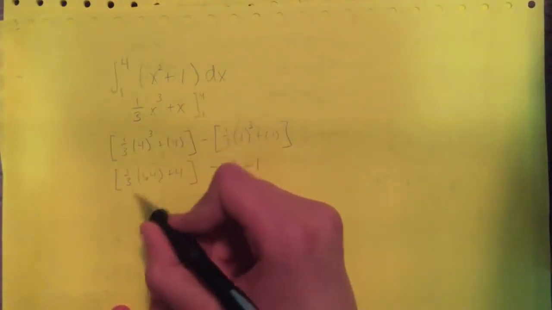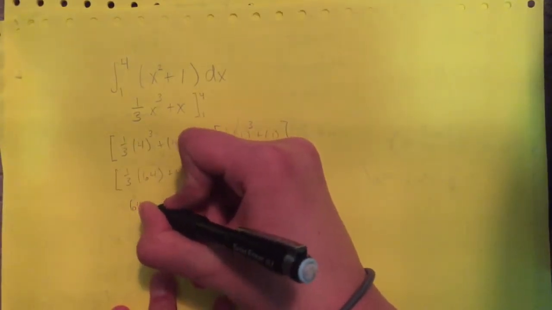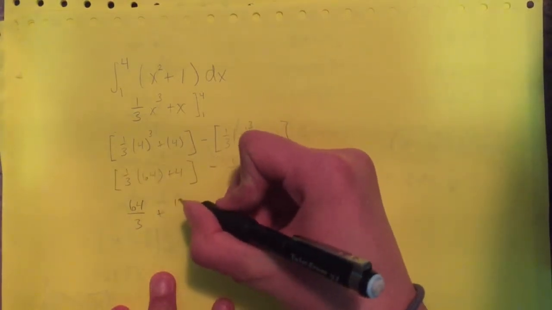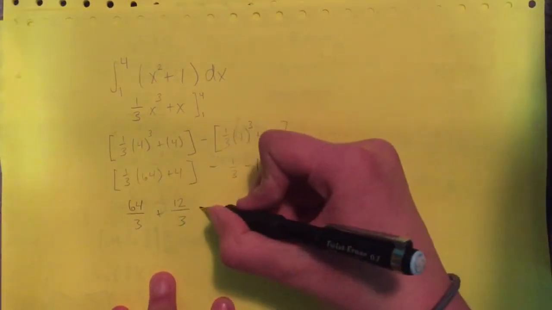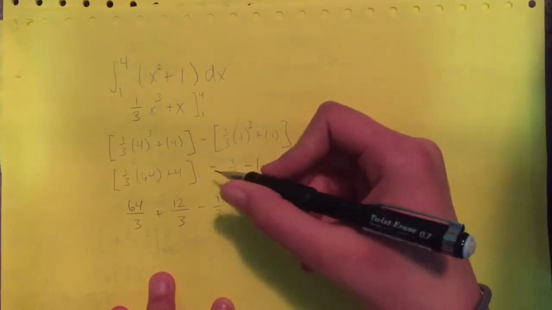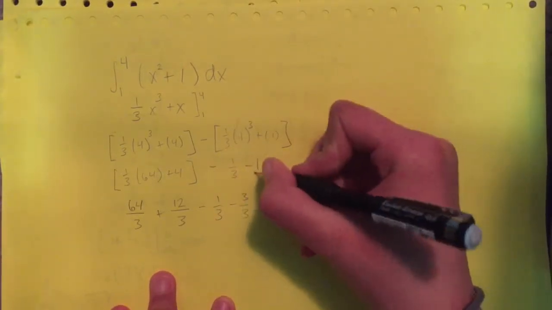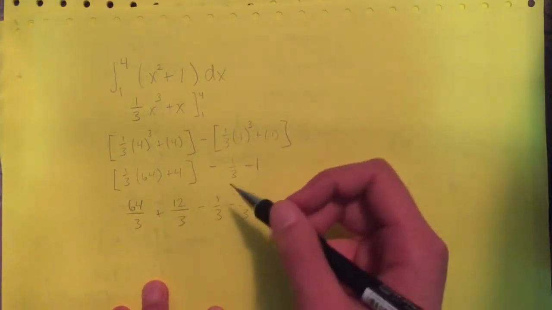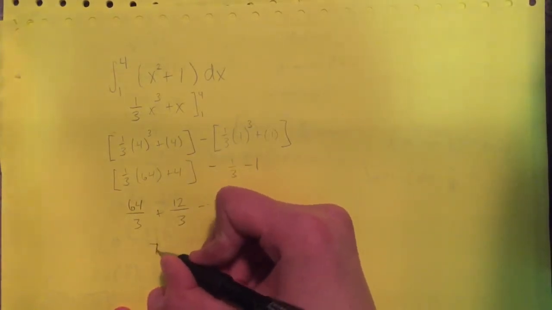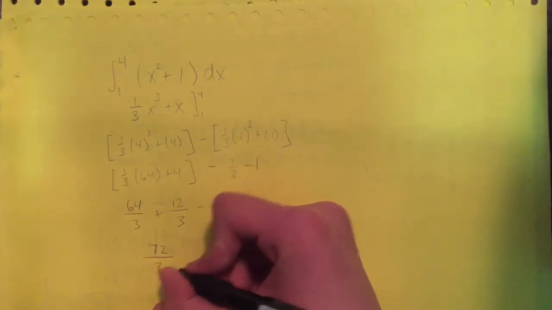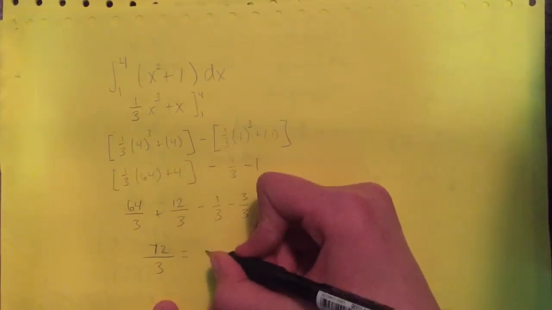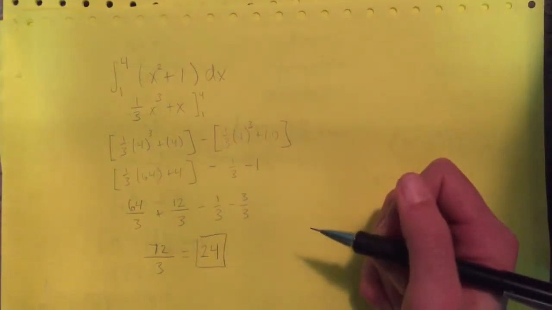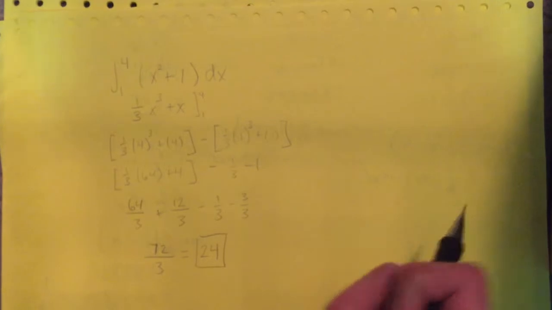Okay, so then this would leave you with 64 over 3 plus 4, which is 12 over 3, trying to get the common denominator, minus 1/3, minus 3 over 3, which is 1, again common denominator. And this is going to equal 72 over 3, which comes out to a good number, which is equal to 24. So that would be how you would do this example.